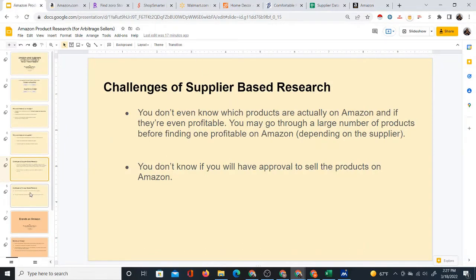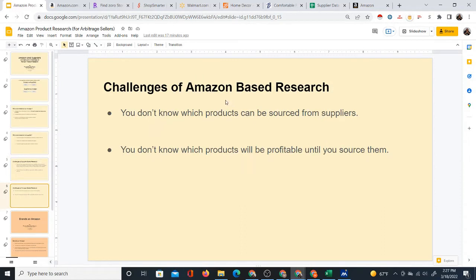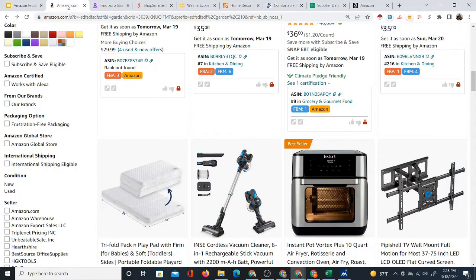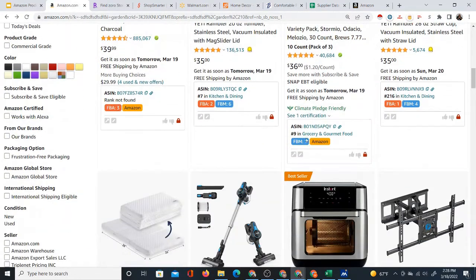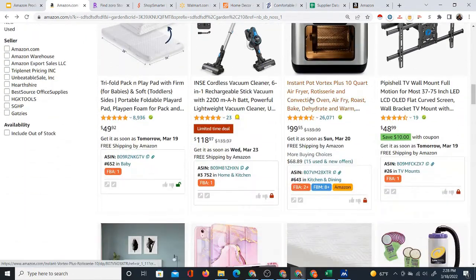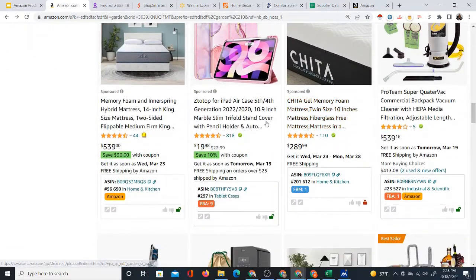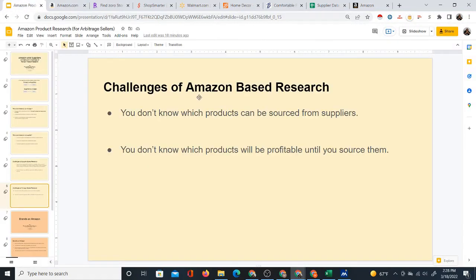All right. Now, what are some challenges of doing Amazon-based research? Well, when you're on Amazon, you know the products are on Amazon, so that part is taken care of very well. But you don't actually know which products can be sourced from suppliers. And remember, being that I'm focused mainly on arbitrage sellers, I'm speaking especially of retail suppliers, right? I don't actually know if all of these products are available at any kind of online store, because there are some products that could be private label, right? I really don't know for sure which products are going to be available at an online store which I'm trying to use as a supplier, right?